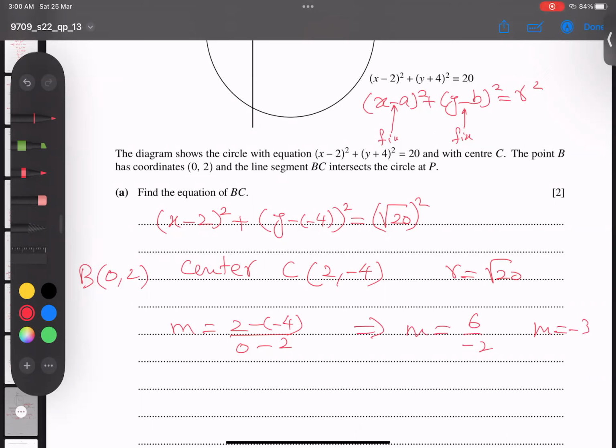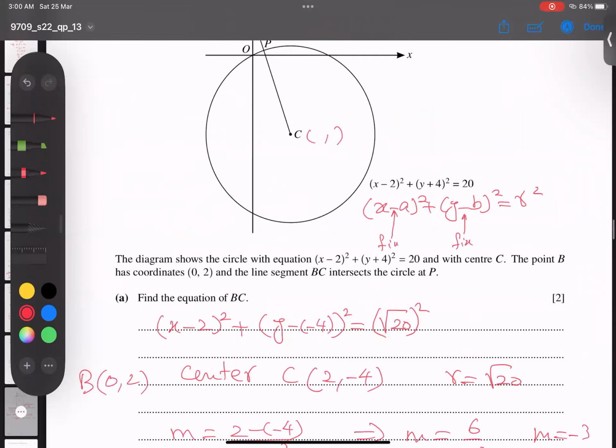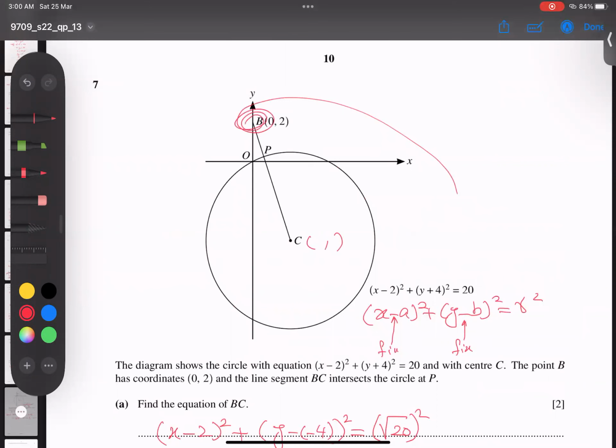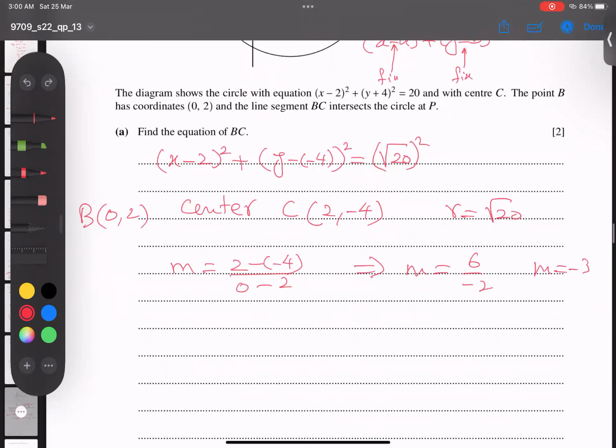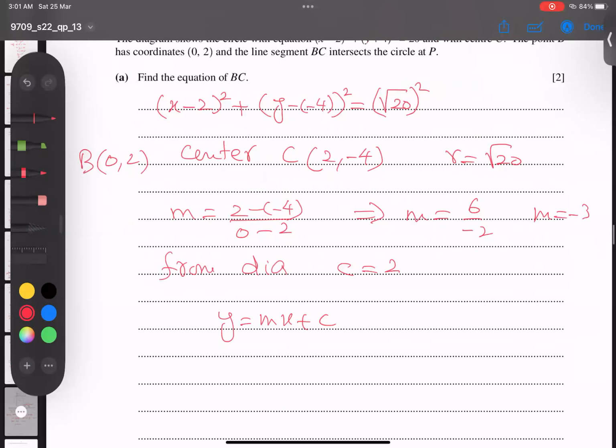And now, if you look carefully, the gradient is confirmed, but it is also very clear and visible that the line is cutting the y-axis at 2. So there's no need to work it out. From the figure, from the diagram, we can say that c is very clear too. So y is equal to mx plus c, and the answer is so simple. y is equal to negative 3x plus 2. So the equation of the line is very clear. We got it in no time.